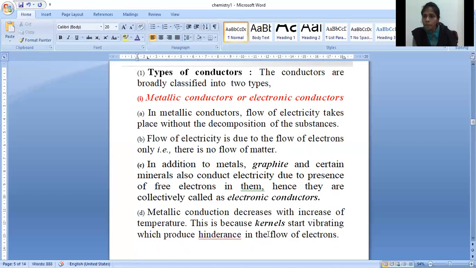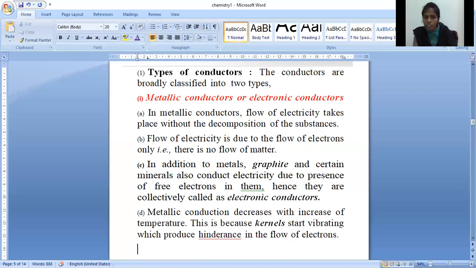That means this atom has the nucleus and the protons, but it does not have the valency shell or the outer shell. So that is called the kernel. These kernels start vibrating. When these kernels start vibrating, what happens? The electrons inside also start vibrating. When the electrons are vibrating, there is repulsion between the electrons. When there is repulsion, the conductance is decreasing.